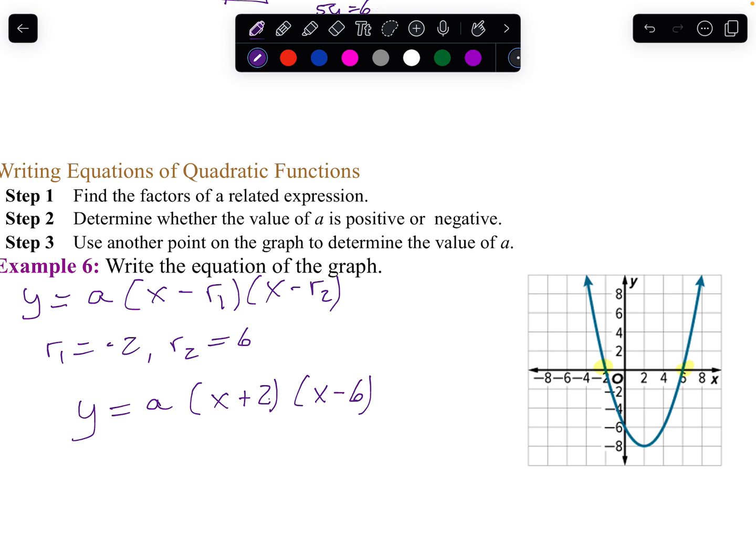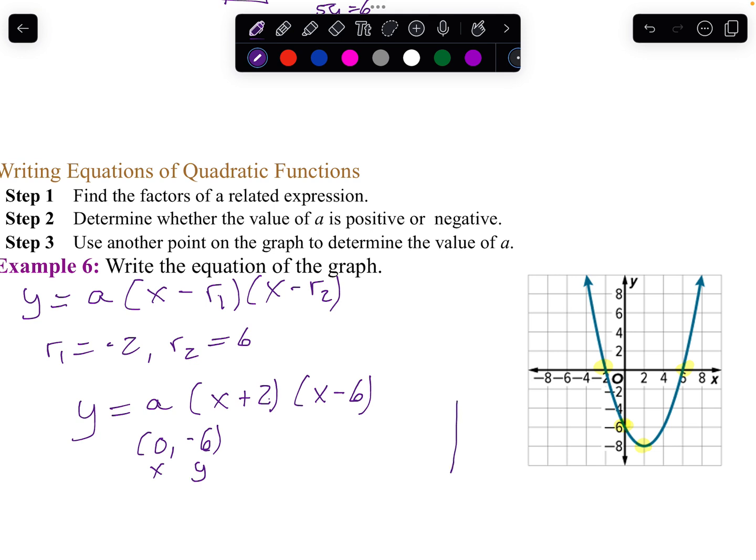Now, I'm going to pick a point that is not one of my roots. You can't pick negative 2 or 6, but I could pick any point I want. And let's do my vertex. I like the vertex. I could pick the y-intercept also. Maybe you want to do the y-intercept. I changed my mind. Let's do the y-intercept. My y-intercept has the point 0, negative 6. In other words, x is 0, y is negative 6.